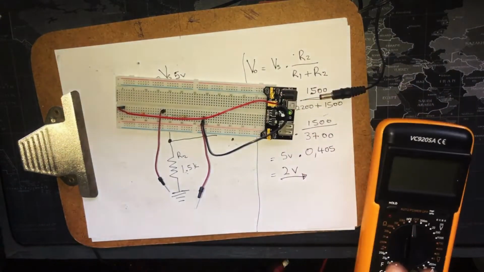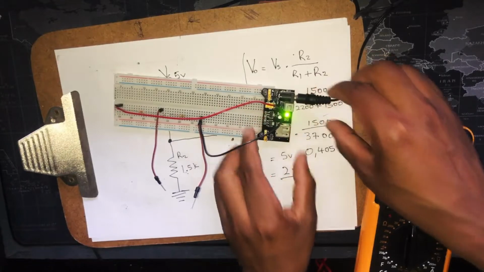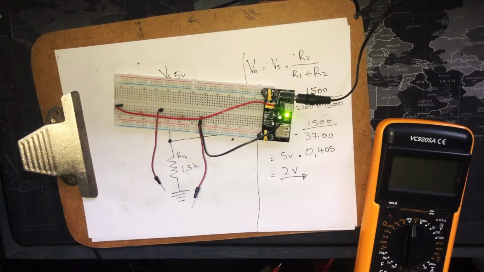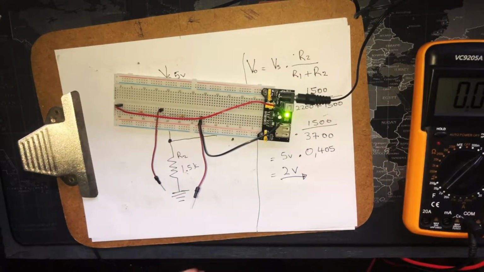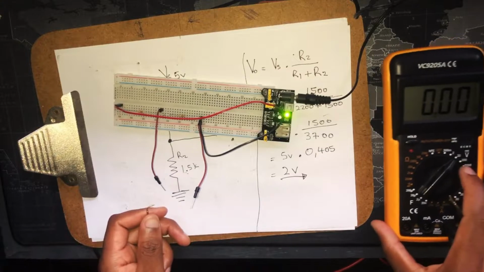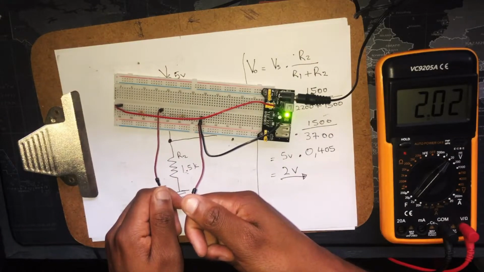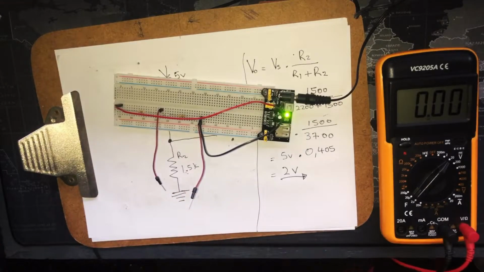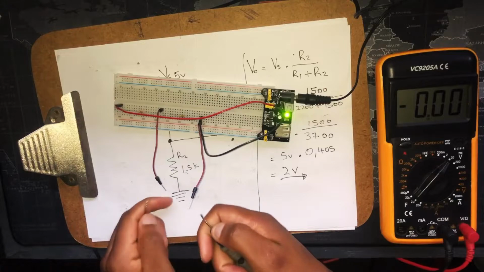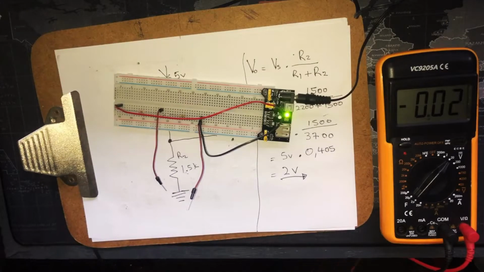Okay, no power. We have to check. Let me check one more time. Okay, there we go. We have power. Now let's check the output. Guys, I'm so afraid, I won't lie to you. Two volts. Yeah. 2 volts. Calculation doesn't lie, eh?